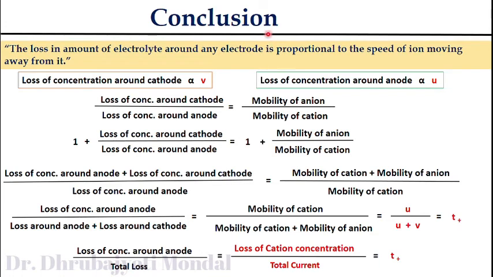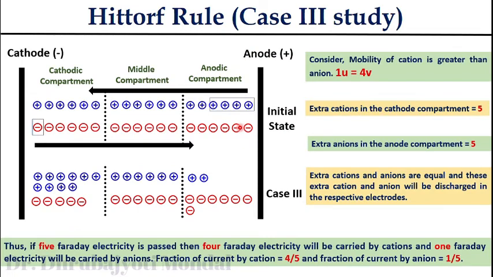That's why the final rule is that the loss in amount of electrolyte around any electrode is proportional to the speed of the ions moving away from it. From these three cases, you can conclude that the loss of cation concentration in the anodic compartment is proportional to the speed of the cations. Similarly, the loss of anion concentration in the cathodic compartment is proportional to the speed of the anions.